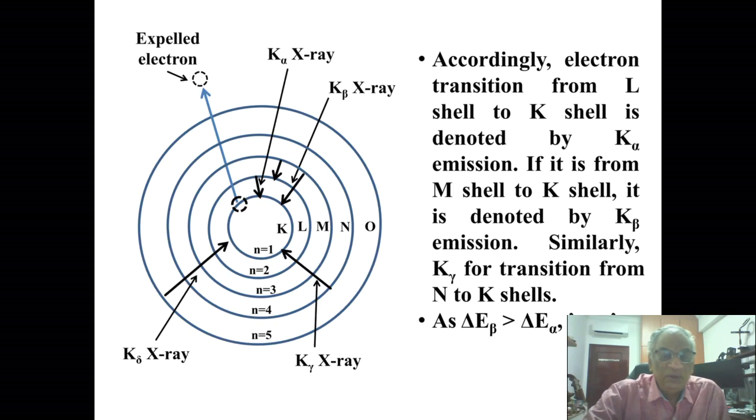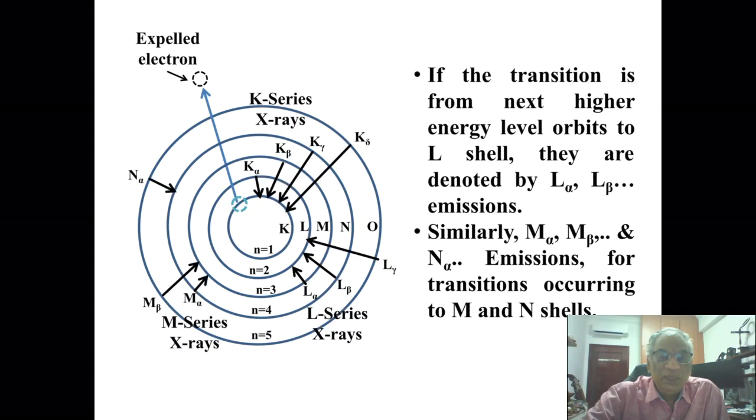As it can be easily understood, the energy difference for the K beta emission is greater than that for the K alpha radiation. That is delta E beta is greater than delta E alpha. As energy is inversely proportional to lambda, hence lambda for the K beta line will be lower than wavelength for the K alpha line. So if the transition is from next higher energy level orbits to K shell, all the series are denoted by K alpha, K beta, K gamma, K delta, etc.